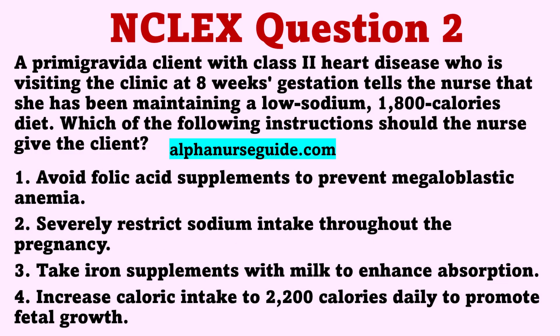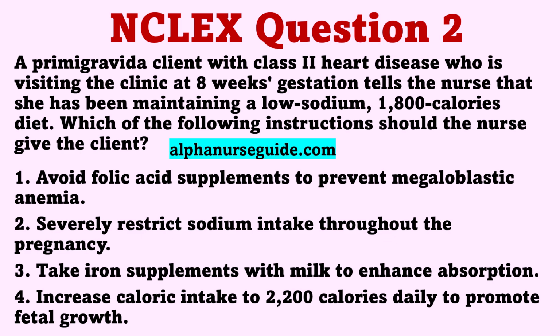A primigravida client with class 2 heart disease who is visiting the clinic at 8 weeks gestation tells the nurse that she has been maintaining a low-sodium, 1,800 calorie diet. Which of the following instructions should the nurse give the client? 1. Avoid folic acid supplements to prevent megaloblastic anemia. 2. Severely restrict sodium intake throughout the pregnancy. 3. Take iron supplements with milk to enhance absorption. 4. Increase caloric intake to 2,200 calories daily to promote fetal growth.